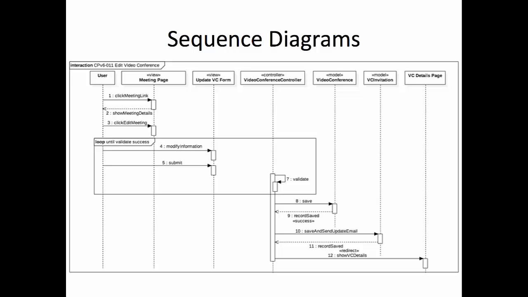And the second sequence diagram I want to talk to you about is the edit video conference. Here, the precondition is that the user has created a video conference, because only the creator of the conference is going to be able to edit it. So in this case, the user will click on the link to the video conference and will click on edit video conference. Once he edits the video conference, he will be provided with the same options as he was when he created the conference.